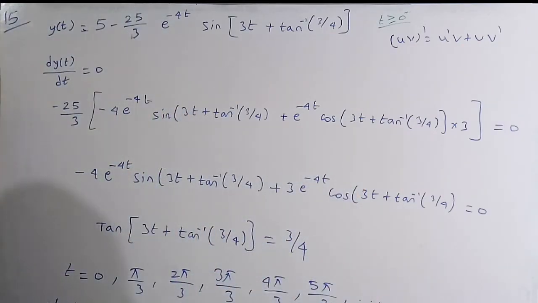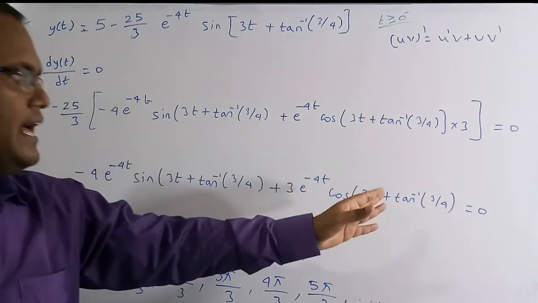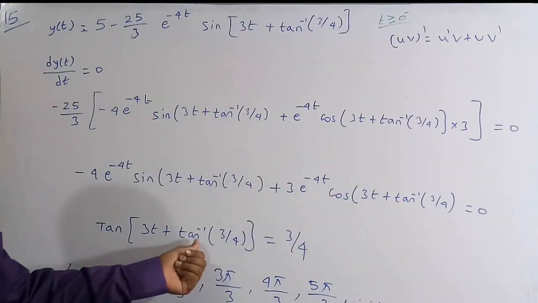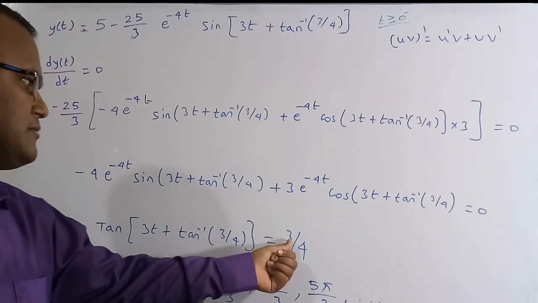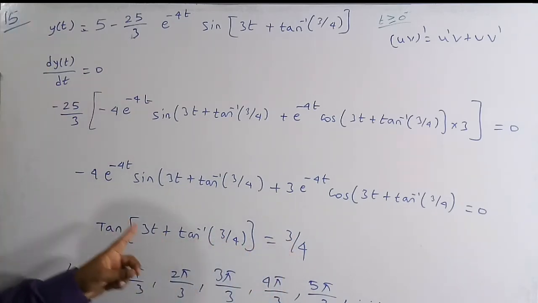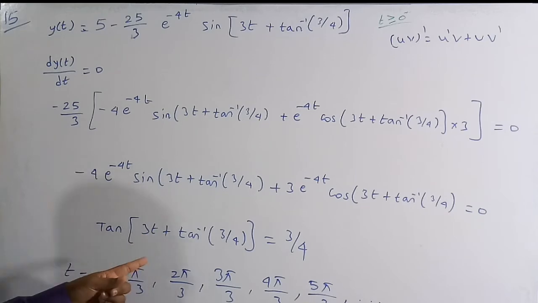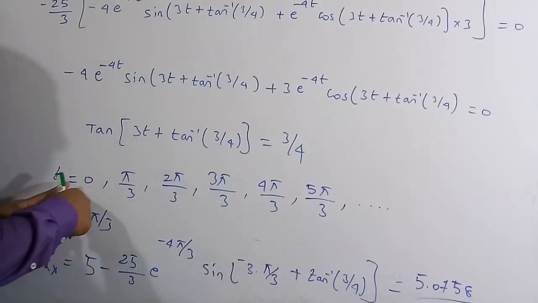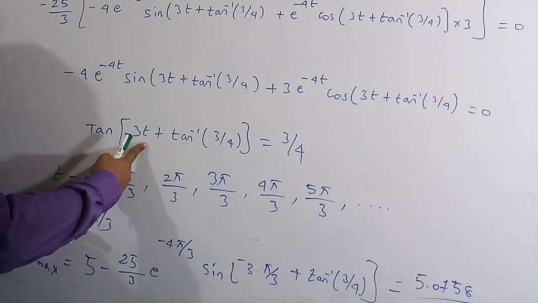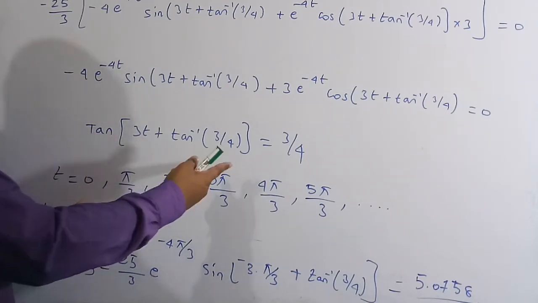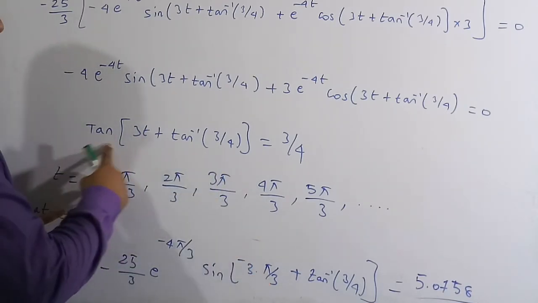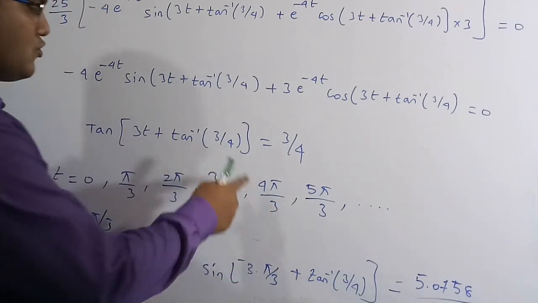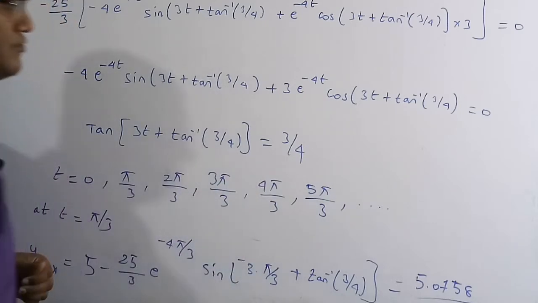After doing the rearrangement, I have to take this one to the right side, and then sin by cos is nothing but tan. So therefore tan of 3t plus tan inverse of 3 by 4 is nothing but 3 by 4. So now at what values of t will I get 3 by 4 here? If you see carefully, when t is equal to 0, 3 into 0 is nothing but 0. So tan of tan inverse theta is equal to theta. So therefore 3 by 4 is theta. So therefore 3 by 4 is equal to 3 by 4.